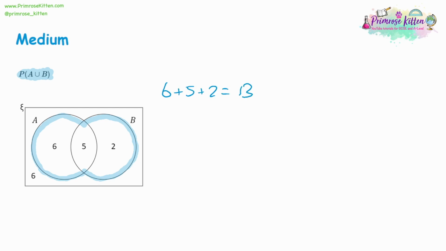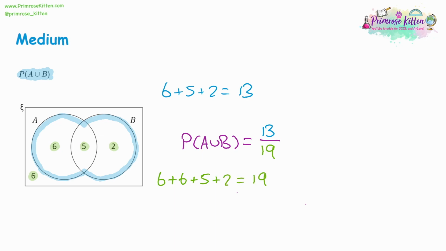So then we can say that the probability of the union of A and B, so choose a number at random from there, is going to be 13 over, and again, now we need all the numbers in the diagram. So we've got 6, and 6 is 12, plus 5 is 17, plus 2 is 19. Here we can write it now, so it's really clear what all your working out is.